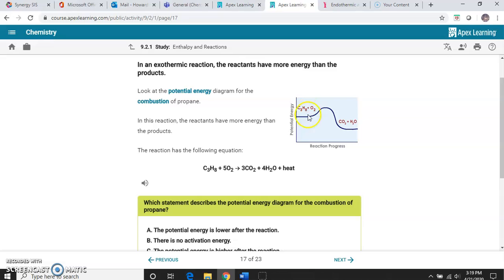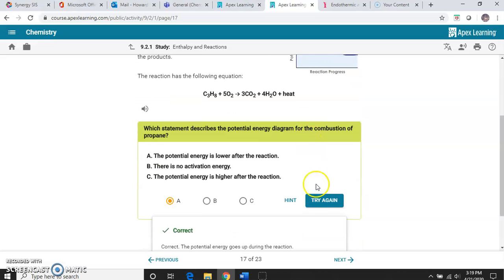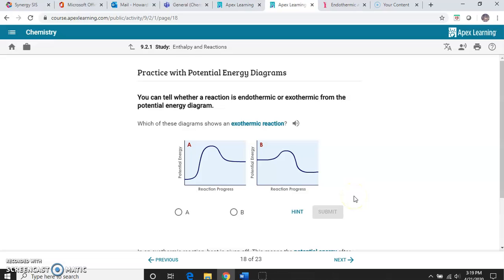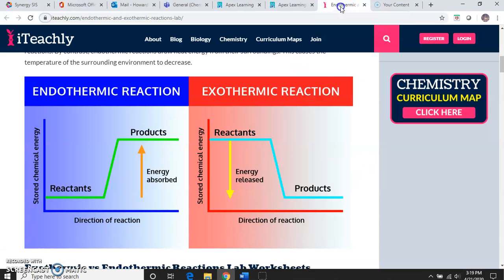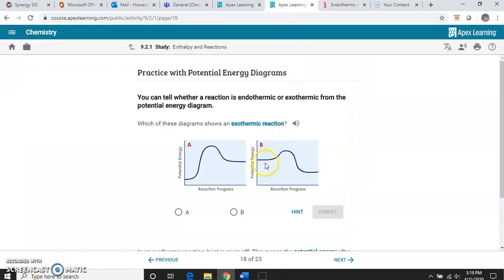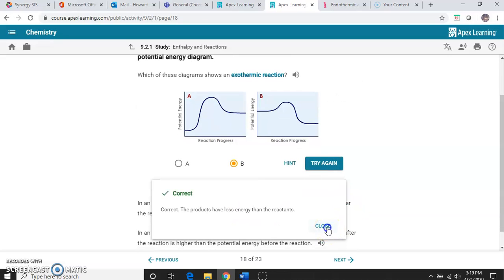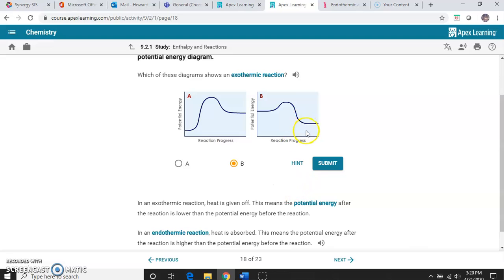So, looking at this, I already did this one, so let's go to the next one. Let's practice. We're looking at the two different graphs, which one's an exothermic? Let's go back here. Exothermic, I want a higher reactants, lower product. So which one has higher reactants, lower product? Let's see, it must be B. Yep. So the heat is given off, so at the end, the products have less because you release that heat. Confusing? Yes. But I think you can get through it.